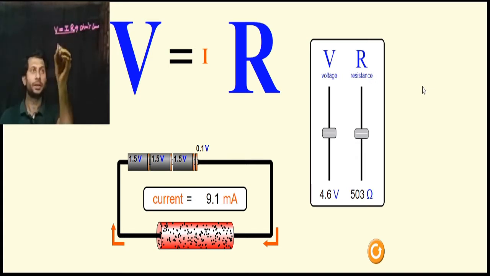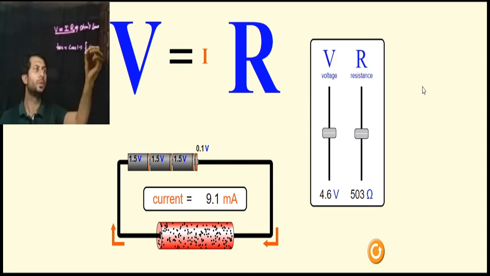We take two cases. Case 1, on the screen you can watch the schematic diagram of the circuit: one battery, one resistance, connected with wire in series, and two bars for sliding the voltage and resistance.